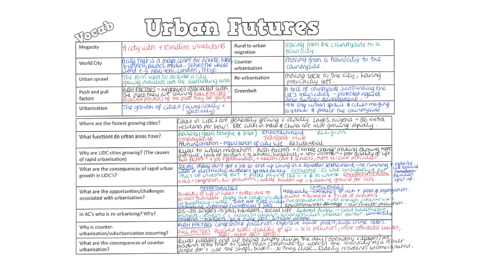Counter-urbanisation or suburbanisation. Suburbanisation is where people move to the outskirts of the city, to the suburbs. Counter-urbanisation is where people move further out into the countryside from the city. So the push factors here: the cities have got a lot of congestion, a lot of pollution, very expensive house prices, high crime rates, these push people away. Pull factors of the countryside include better quality of life, less pollution, more affordable houses, larger houses, bigger gardens, more open space, less crime.